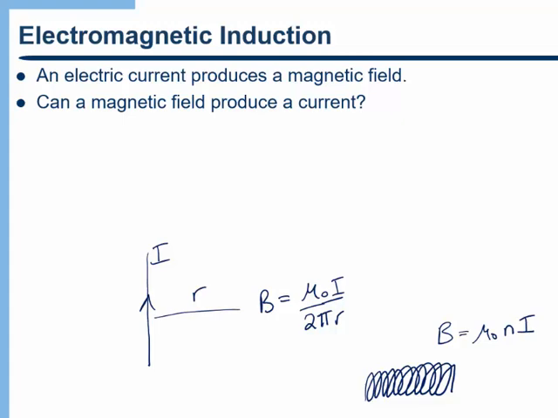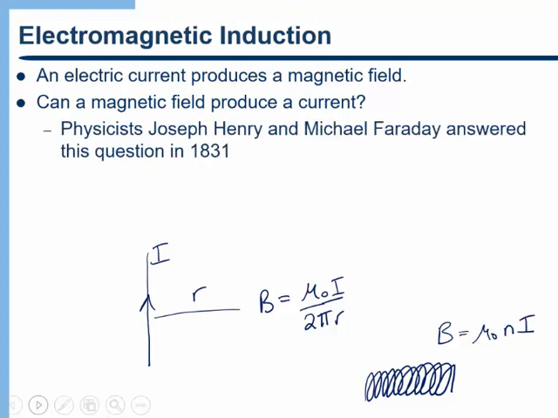So we know currents create magnetic fields. The question is, can a magnetic field produce a current? Can we go the other way? That question was answered back in the 1800s, both by Joseph Henry and by Michael Faraday. And we're going to see the importance of that as we go through the chapter.